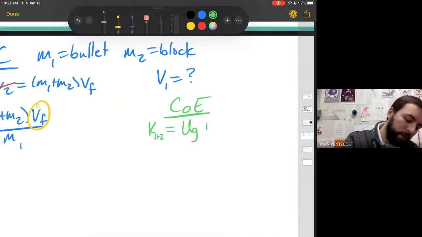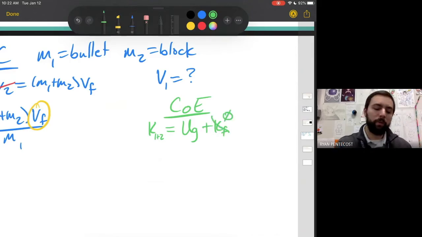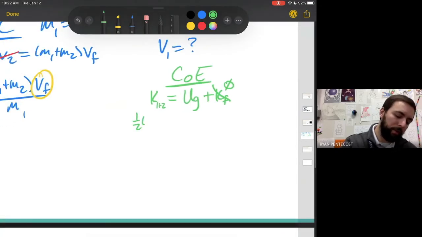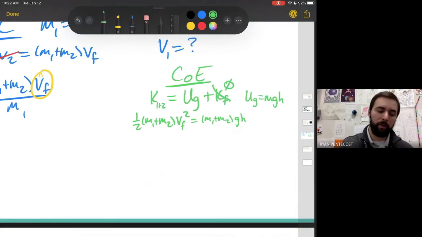Because we could actually say that there's a K final here, and we're going to say that it's 0. We're looking at when it comes to rest. So if we want to do that, we will say that this is 1/2 (M1 plus M2) times V final squared, right? This is kinetic energy, not momentum. Then you've got the masses (M1 plus M2) times GH, because our equation for UG is MGH, right? Hopefully you remember that.